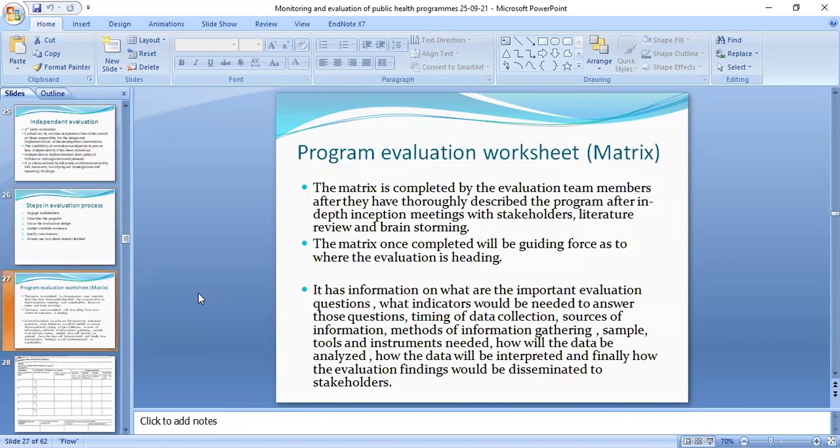Now the program evaluation worksheet, that is the matrix. The matrix is completed by the evaluation team members after they have thoroughly described the program, after in-depth inception meetings with stakeholders, literature review, and brainstorming. The matrix, once completed, will be the guiding force as to where the evaluation is heading. It has information on what the important evaluation questions are, what indicators would be needed to answer those questions, timing of data collection, sources of information, methods of information gathering, sample tools and instruments needed, how the data will be analyzed, how the data will be interpreted, and finally how the evaluation findings would be disseminated to stakeholders.